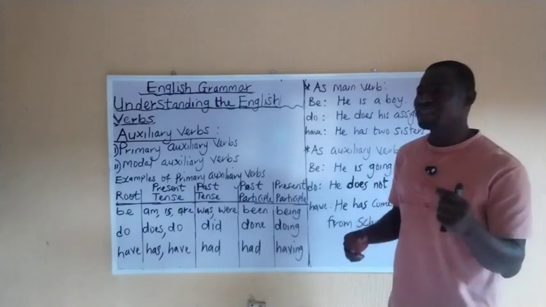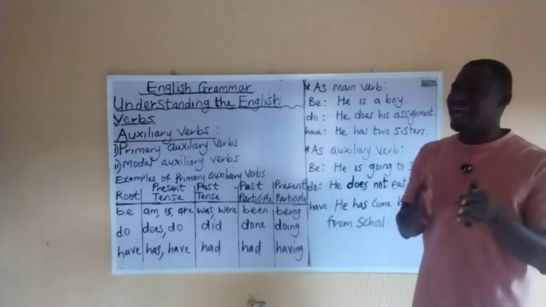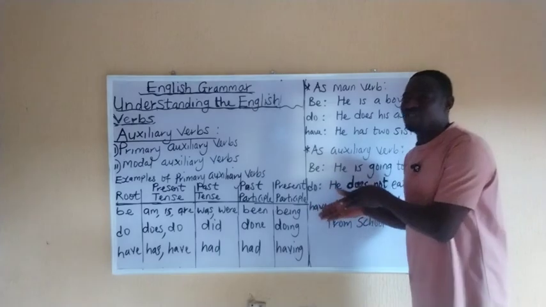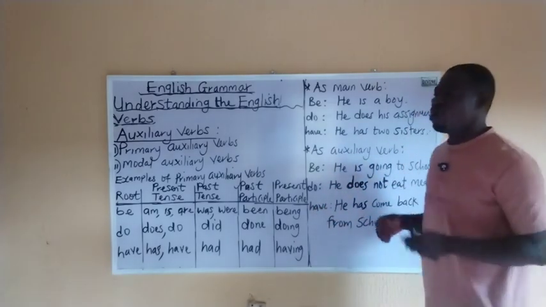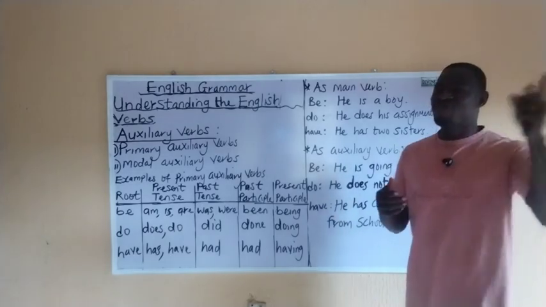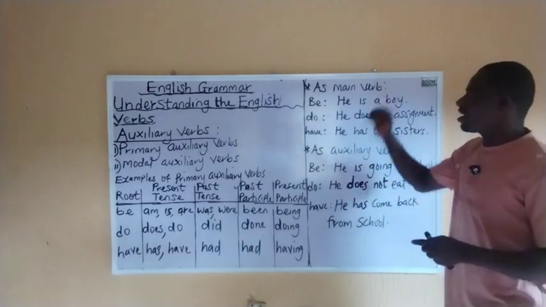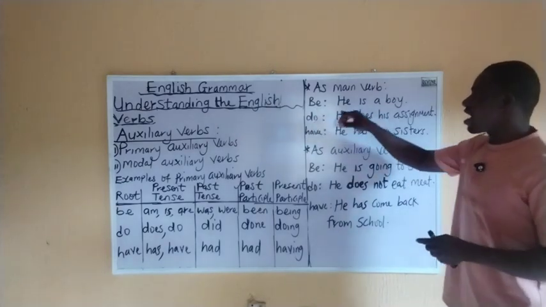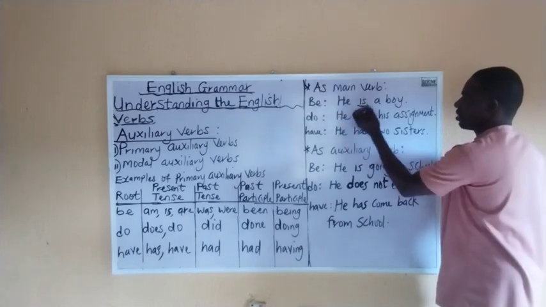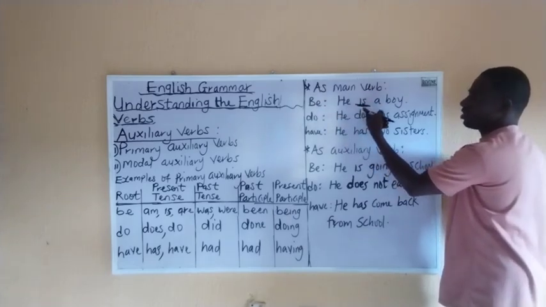Okay, the primary auxiliary verbs can act both as a main verb in a sentence and as an auxiliary verb, that is, a helping verb in a sentence. Let's see how the primary auxiliary verb acts as a main verb in a sentence. Let's take the first one, the verb be. Here, he is a boy. Is is from the verb be, and it's acting as the main verb in the sentence.